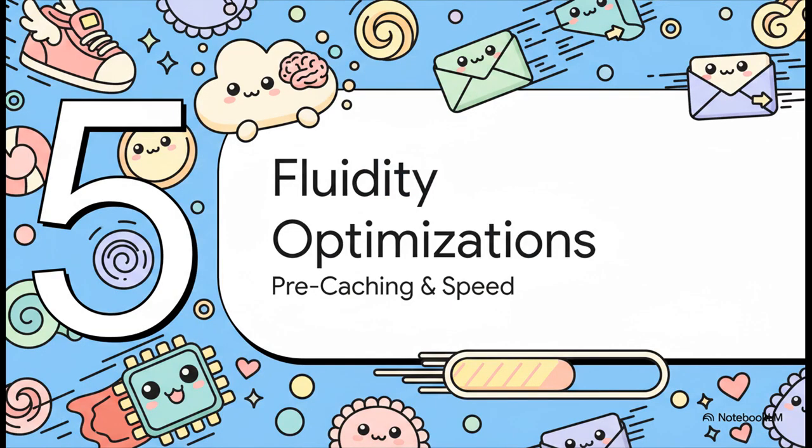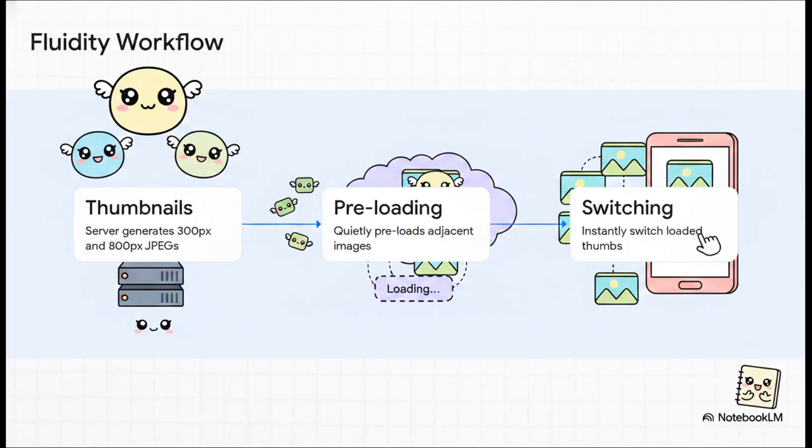Arriving at our grand finale, Section 5, Pre-caching and Fluidity Optimizations. If you're coming from a rich technology background, you are absolutely going to love this part. The fluidity optimizations here are seriously top tier. First up, the server automatically leverages that GDE extension we talked about earlier to generate 300-pixel and 800-pixel progressive JPEGs.